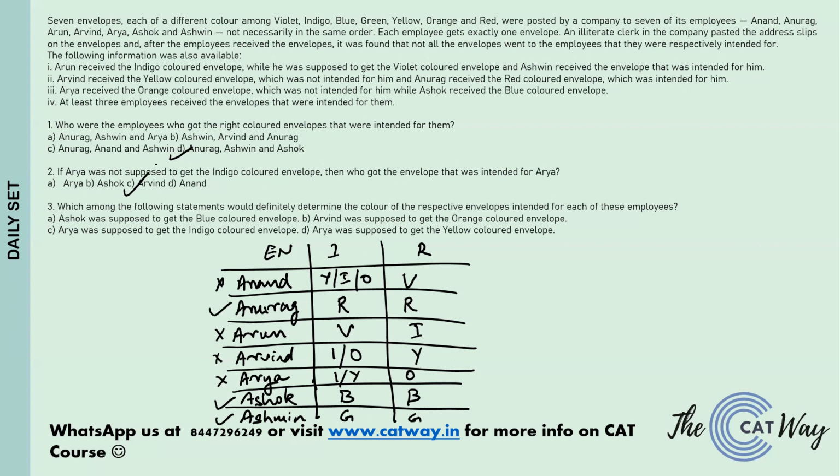Which among the following statements would definitely determine the color of respective envelopes intended for each of these employees? Ashok was supposed to get blue, so we already know A cannot be the right choice. Arvind was supposed to get orange. Let's say Arvind got orange, still Anand will be left with yellow or indigo, and Arya will be left with indigo or yellow. So it is the same combination, so that is not helping us.